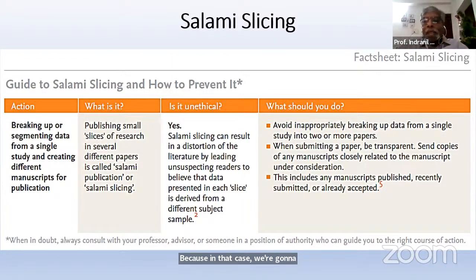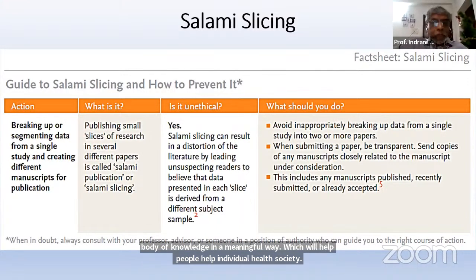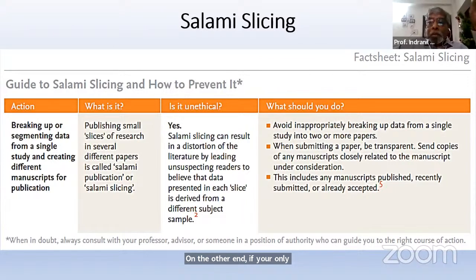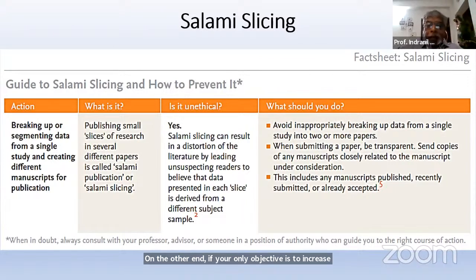Everything goes back to the same thing, that you should try to present convincing, wholesome, and integrated research, which will add to the body of knowledge in a meaningful way, which will help people, help individuals, help society. On the other hand, if your only objective is to increase the number of your research publications, then it is not going to add any value to either you or to the research community at large. So this is an example of what you call salami slicing.